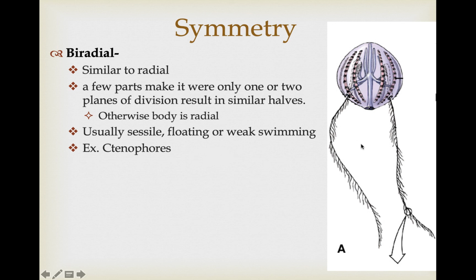But as far as the general behavioral characteristics of a biradially symmetrical animal, it's pretty much like a radial animal. They are either sessile, so attached to some structure, not moving at all, or if they are moving, they're floating with very weak directional swimming capabilities. And again, the ctenophores or comb jellies are representative of this.